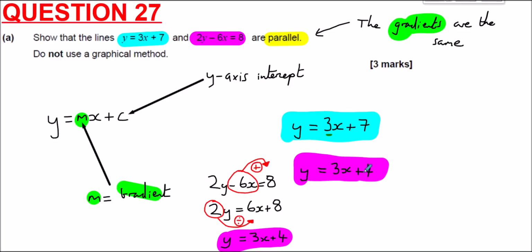So for the equation I've highlighted in light blue, the gradient is 3 because the number in front of the x is 3. For the equation I've highlighted in purple, the number in front of the x is also 3, which proves that we have the same gradient. They both have a gradient of 3.